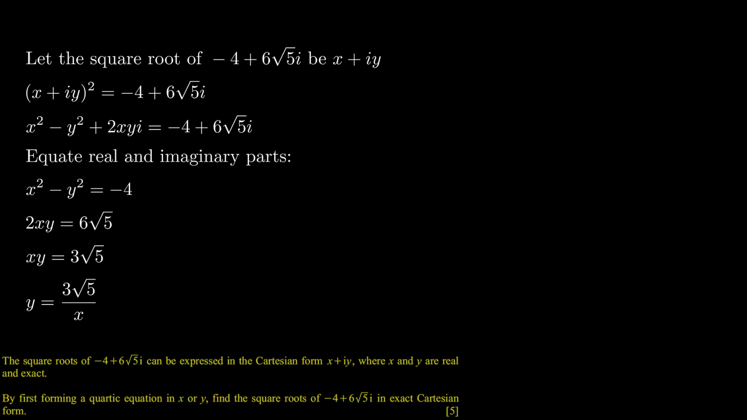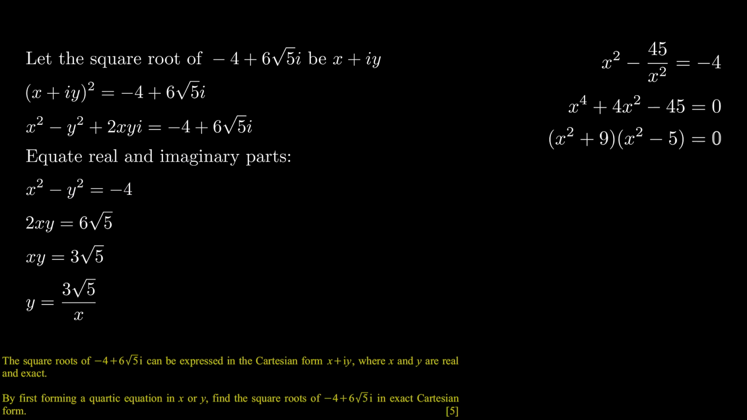Now we plug it in the real part, which says x squared minus 45 over x squared equals -4. If I multiply it by x squared throughout, we will get x to the power 4 plus 4x squared minus 45 equals 0. Factorizing which, we get (x squared plus 9)(x squared minus 5) equals 0, from where we get x squared equals -9, which is of course not real, or x squared equals 5. So from here we get only x equals plus minus root 5.